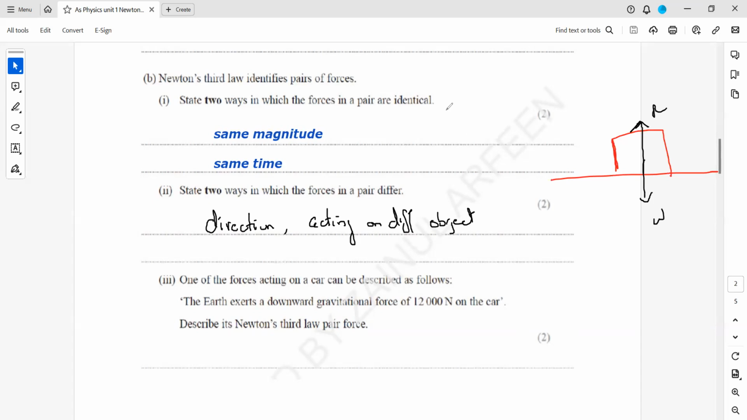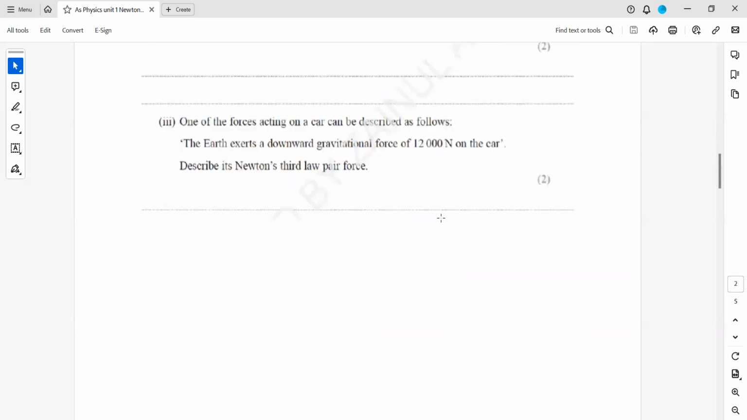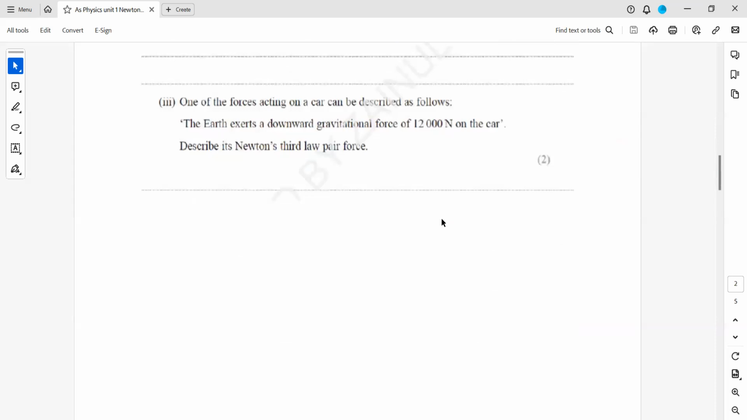One of the forces acting on a car can be described as follows. The earth exerts a downward gravitational force of 12,000 Newton. Describe a pair force. So for example, the gravitational force is due to the earth pulling the object with a force of 12,000. So the pair force will be the force of the object on the earth.